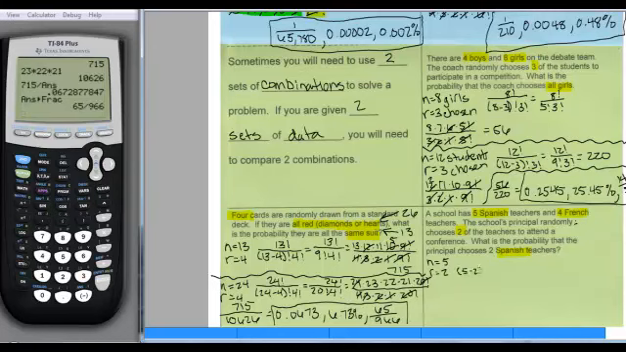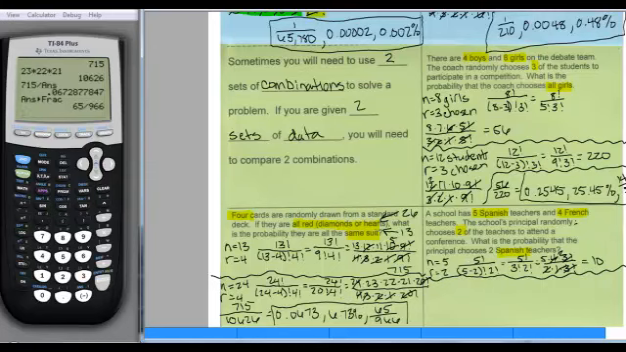5 minus 2 factorial over 5 factorial. 3 factorial, 2 factorial, 5 factorial on top. 5 times 4 times 3 factorial over 2 times 1 times 3 factorial. Those cancel. 1 cancels. 4 divided by 2 is 2, so 5 times 2 is 10. There are 10 possibilities that way.